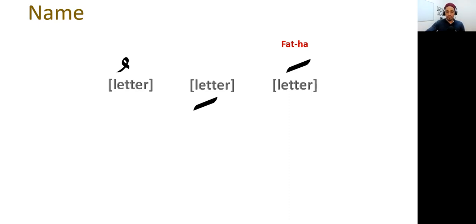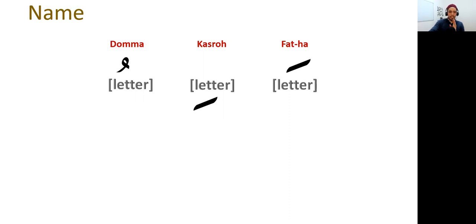Fatha. The dash below is called a kasrah. Kasrah. And the ribbon on top is called dhamma. Dhamma.